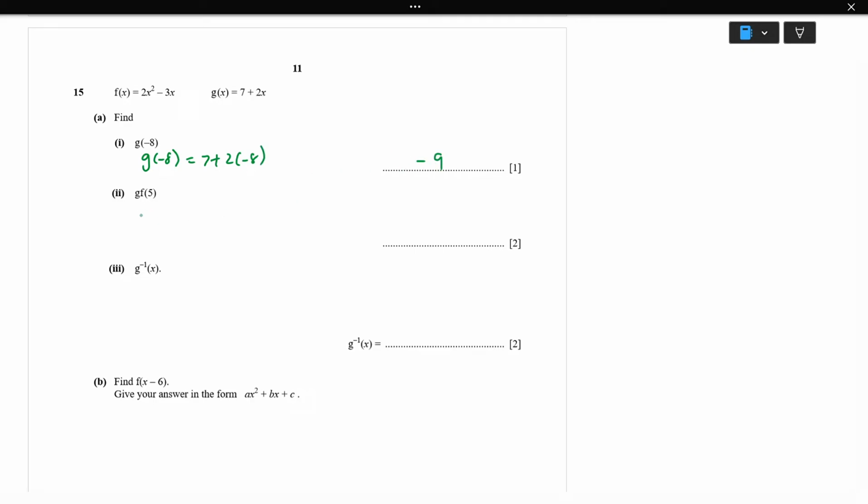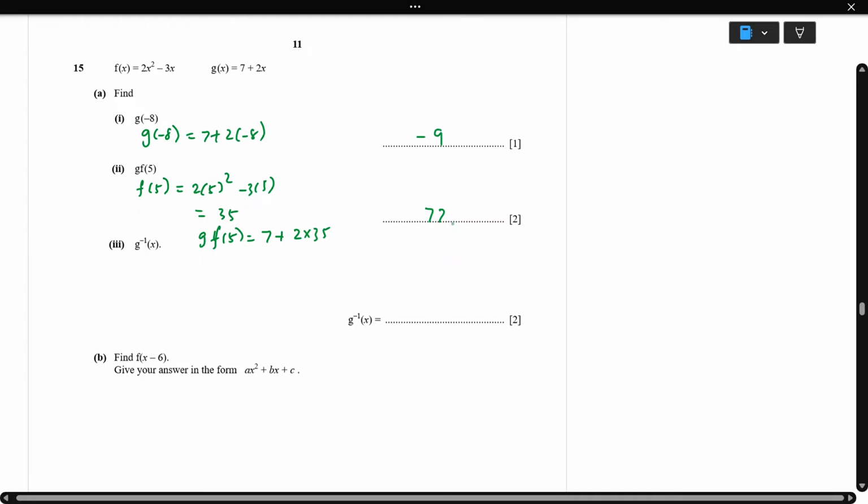Next, g of f of 5. First, I'll find f of 5. f of 5 is going to be 2 into 5 squared minus 3 into 5, which is equal to 35. Now this 35 I need to put in g. So g of f of 5 equals 7 plus 2 into 35, which is 77.